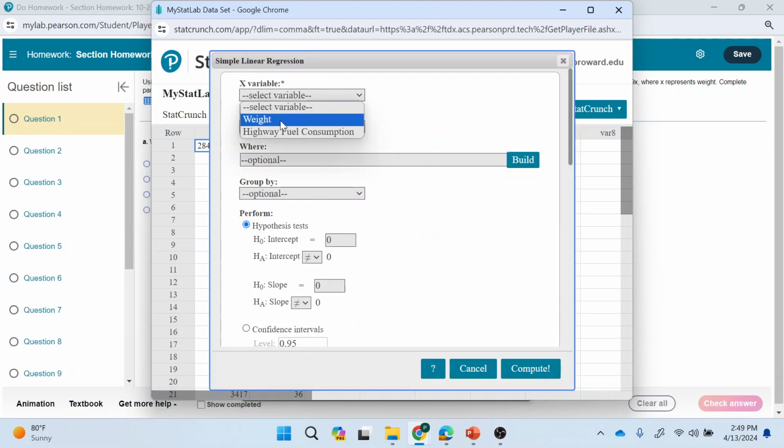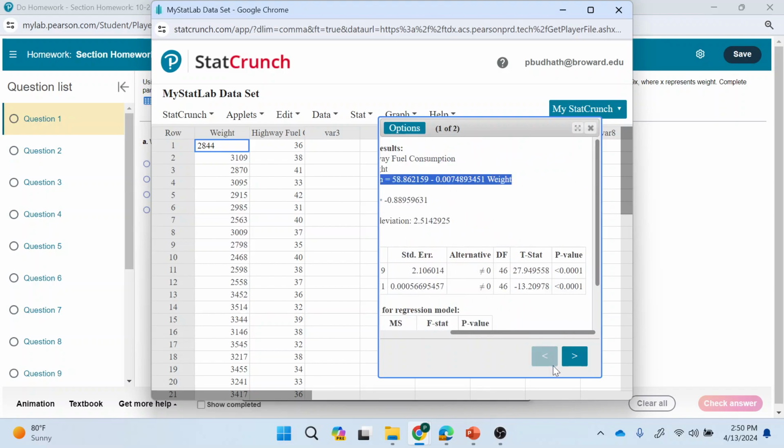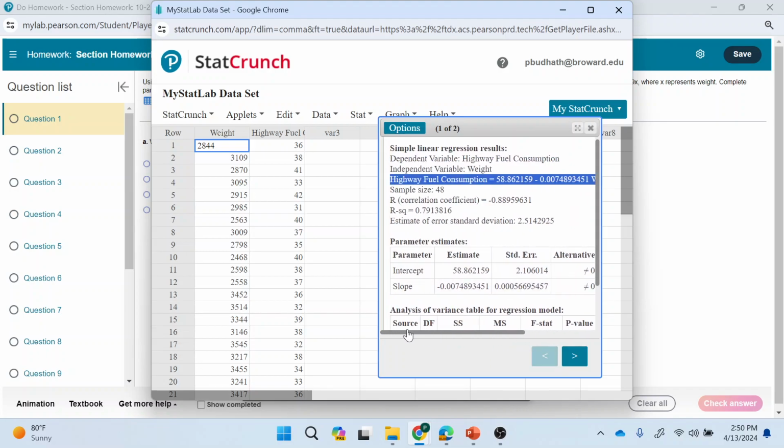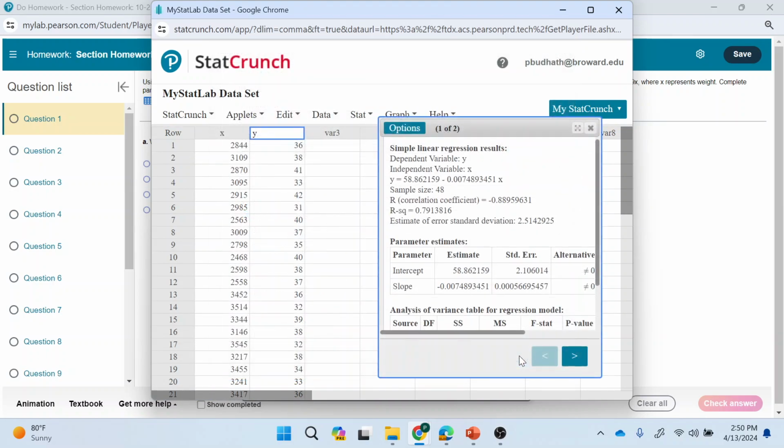The first variable is weight, the second variable is highway fuel consumption, and if you just hit compute, the equation on the top here is the regression equation. If you want to express this in terms of x and y, just replace this by x and this by y, and then go back and do the same thing. Choose x and y, and if you hit compute, you get this equation of the line. That's the regression line. You will get this regression line on the top of the page.